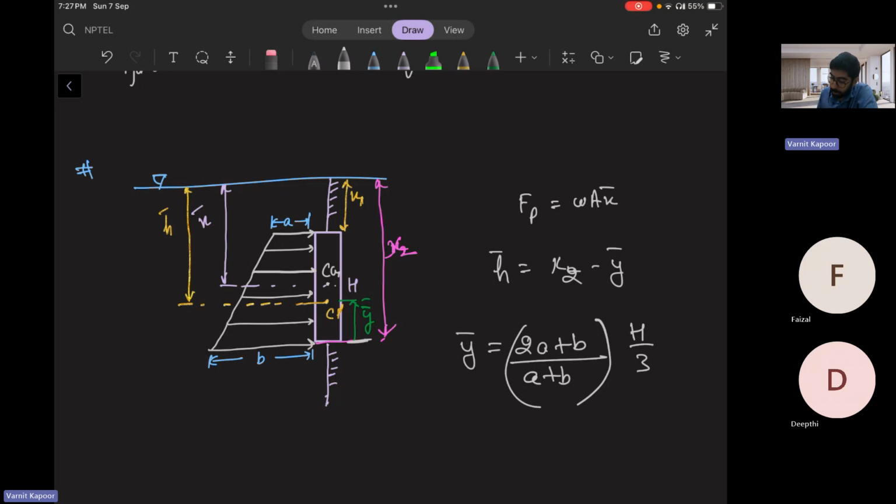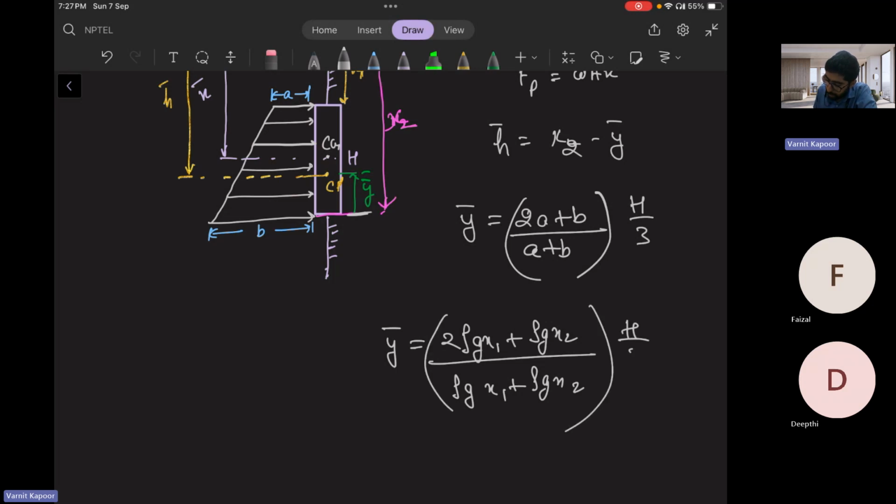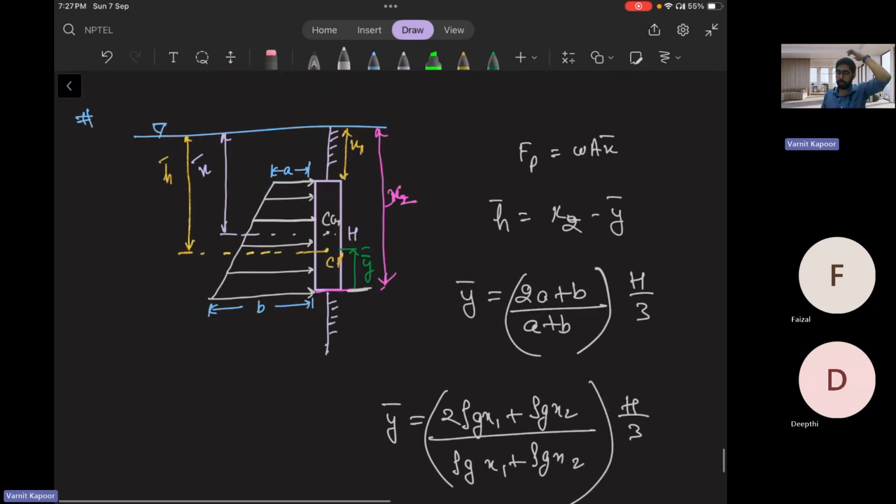So what is A pressure force? Rho g x1. So it will be 2 times rho g x1. What is B? Rho g x2. It is at a depth x2. Rho g x1 plus rho g x2 by h by 3. So rho cancels out. You are left with y bar is how much? 2x1 plus x2 upon x1 plus x2 into h by 3. Now put this y bar here. You will get the h bar, the position. Okay.